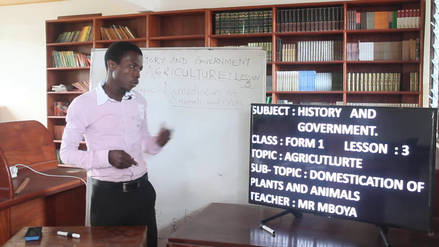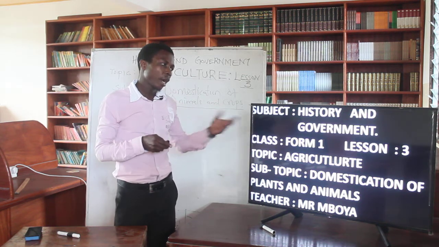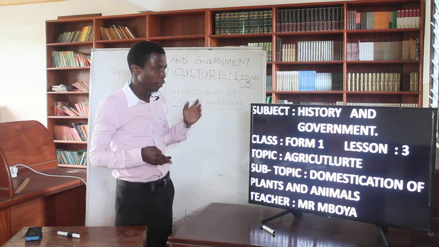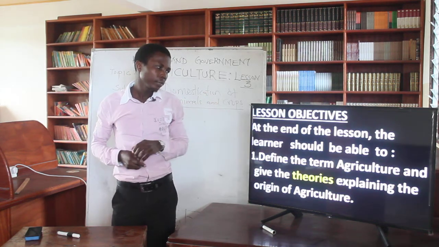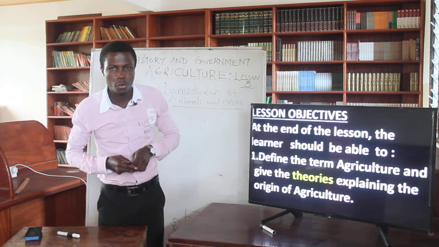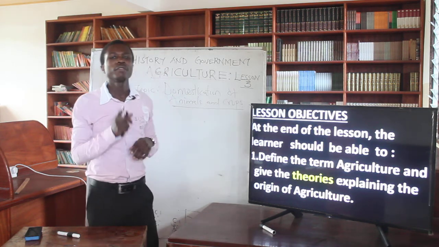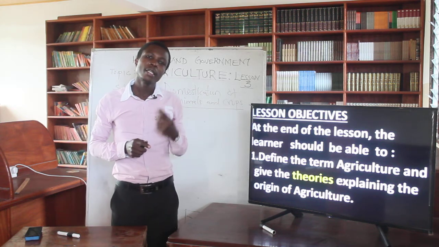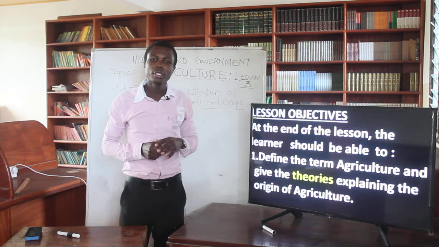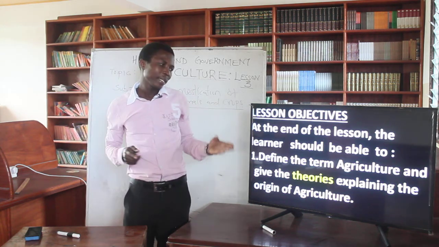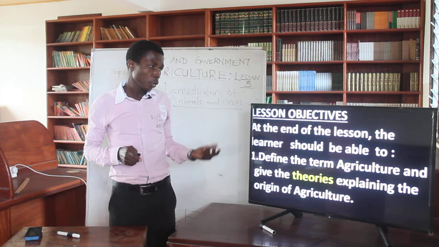That's why I want us to go through the lesson objectives. What are we going to learn out of this lesson? Please be very attentive. These are the lesson objectives. At the end of the lesson, the learner, who is you, should be able to define the term agriculture. Then you are supposed to give the theory that explains the origin of agriculture.